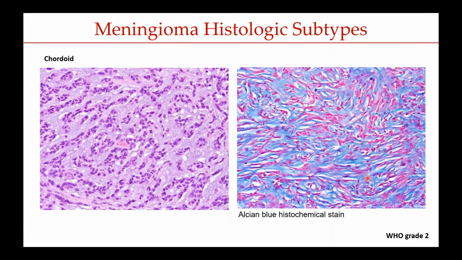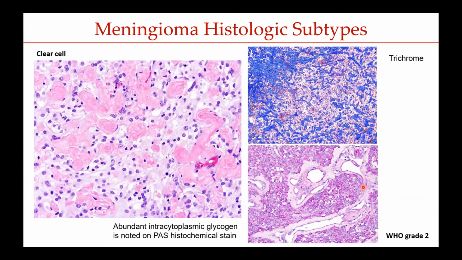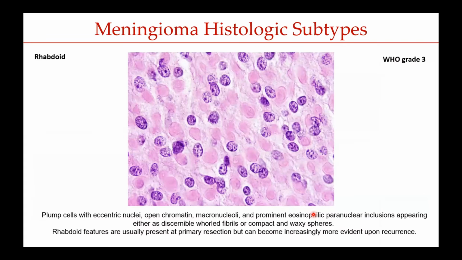Here's another image of choroid meningioma shown in Alcian blue, highlighting the extracellular matrix, a really pretty stain that also assists a little bit with the diagnosis of this WHO grade 2 tumor. And here's another view of the clear cell meningioma, using a trichrome stain to highlight the collagen and a PAS to highlight the intracytoplasmic glycogen that accumulates in these tumors.